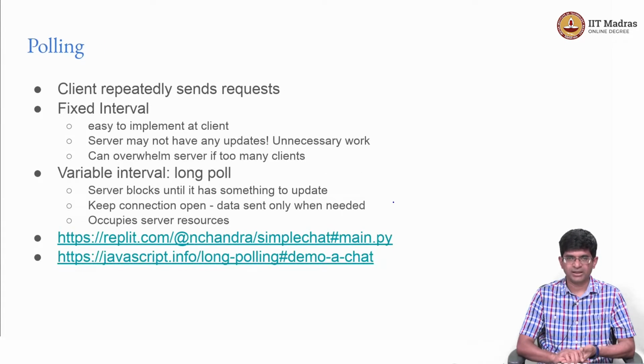So how do we handle this? Like I said, the simplest way in some sense is to use something called polling, right? And in polling, what we do is that the client repeatedly sends requests. What happens when a client sends a request? The server has to once again look at whatever data it has and send back information.